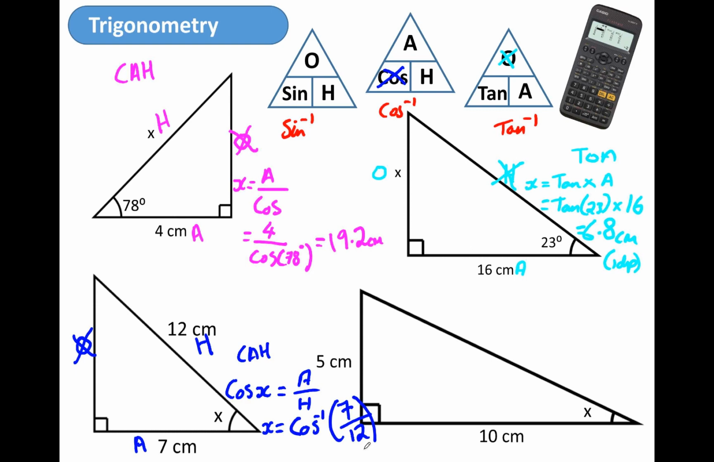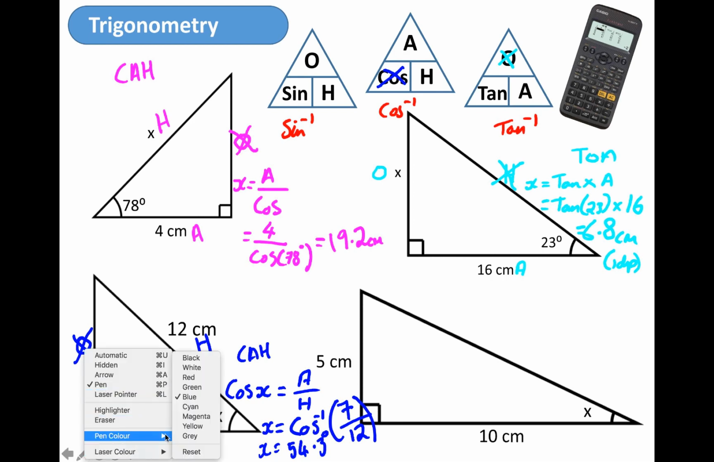If you put that in your calculator, press shift, press cos, and you get cos to the minus 1. 7 divided by 12. Close the bracket and press equals. And you should get 54.3 to one decimal place, and that's degrees. So it's slightly different to what we've done before in that we need to use shift and get the inverse of cos. Angles are shifty, I always say. They're slightly trickier and you have to use shift. That's why they're shifty.